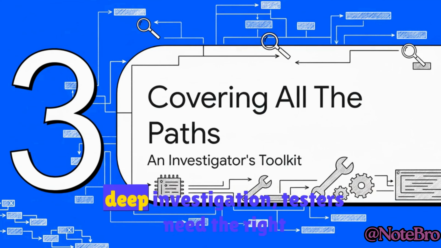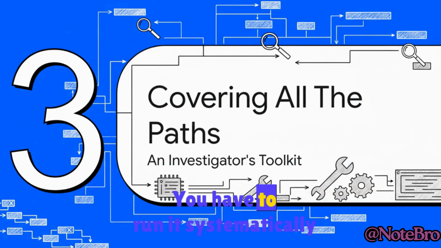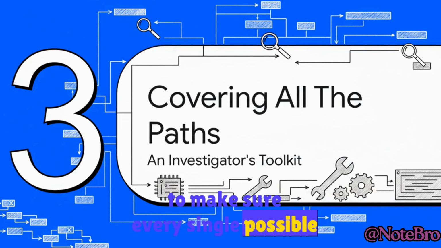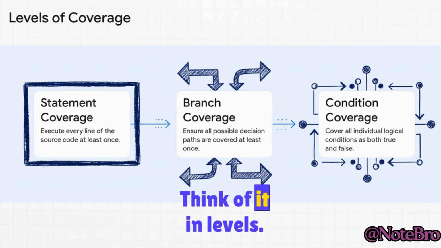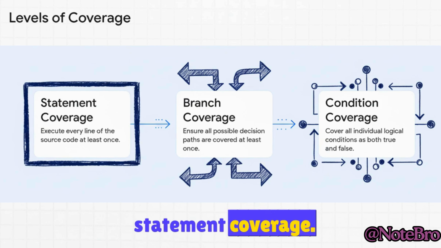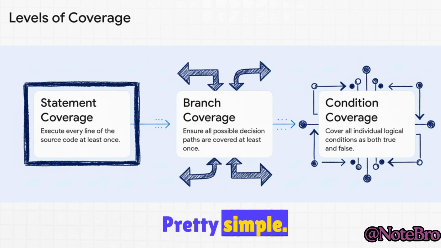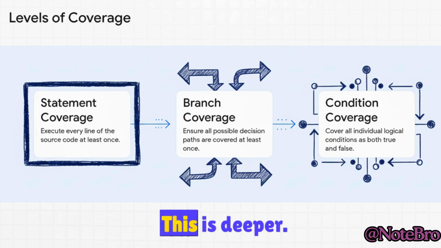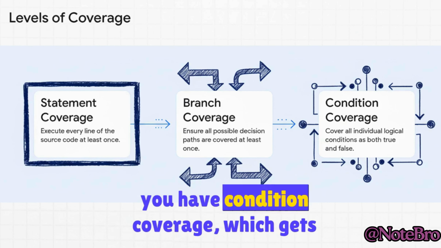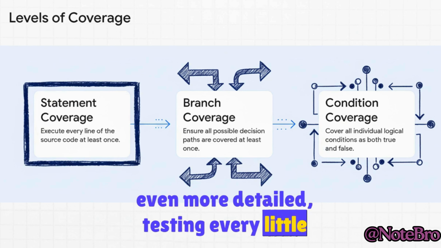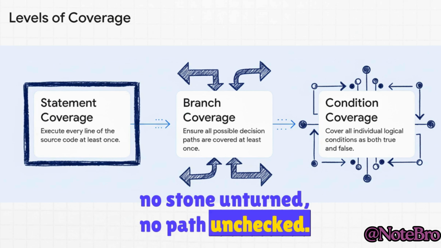Now, to do this kind of deep investigation, testers need the right toolkit. It's not enough to just read the code. You have to run it systematically to make sure every single possible pathway has been checked for bugs. And this is how they measure how thorough they're being. Think of it in levels. First, at the bottom, you have statement coverage. This is the baseline. Did every single line of code get run at least one time? Pretty simple. But then you level up to branch coverage. This is deeper. It checks every if-then decision point. And for the most hardcore check, you have condition coverage, which gets even more detailed, testing every little piece of a logical check. The goal here is to leave no stone unturned, no path unchecked.